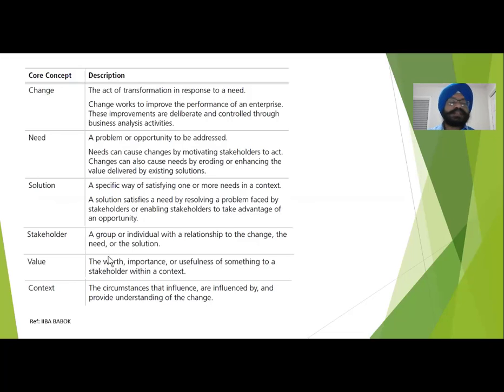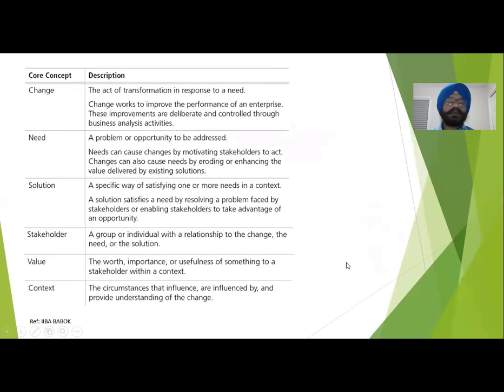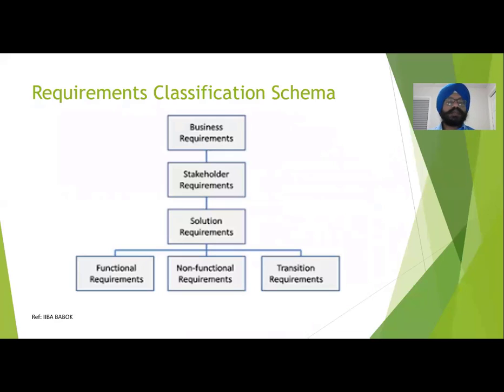So these 6 things which we are talking about, they belong to this business analysis core concept model. In short, it is known as BACCM. And this is how it is represented, because you see all these things are connected with each other. It's not a sequential diagram. It's not, I will say, every block, every triangle is connected with each of other triangles. So we need to understand that point. We talked about this one here.